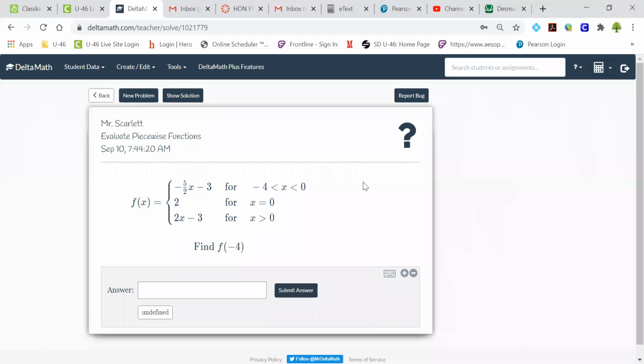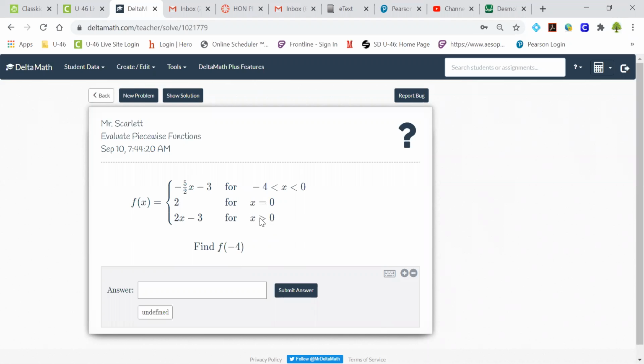Another example, this one is definitely different. It's not graphing anymore, it's just evaluating. So I've got a piecewise function, a function that has 3 separate pieces, each with their own domains. And I want to find f of -4. So x equals -4. I need to determine which domain -4 belongs to.